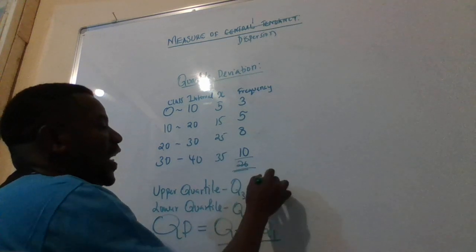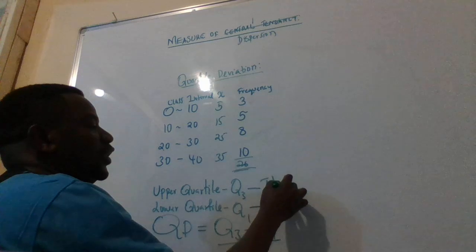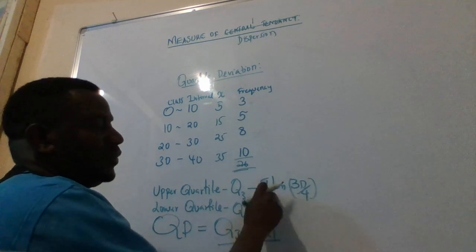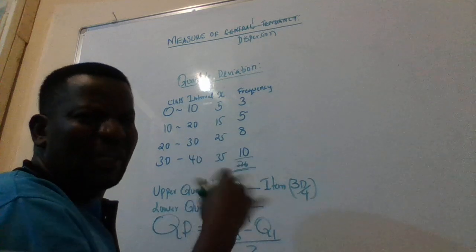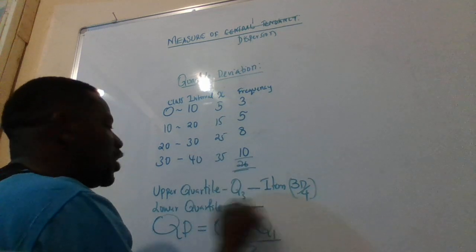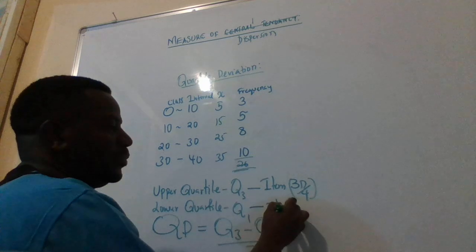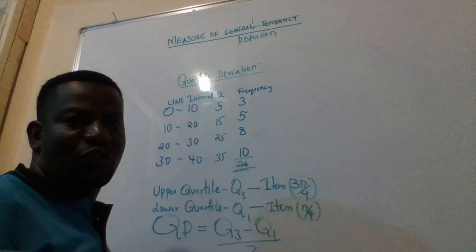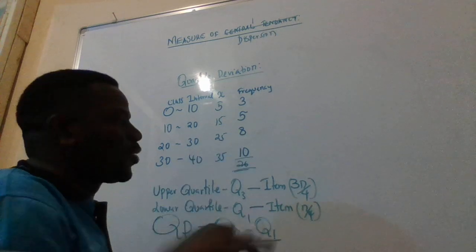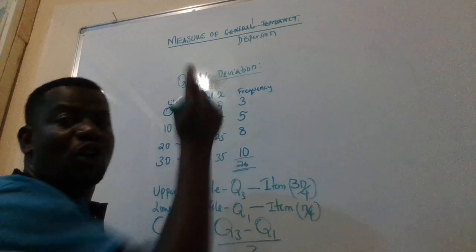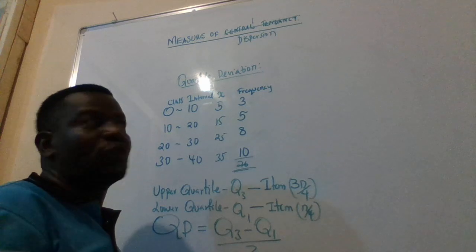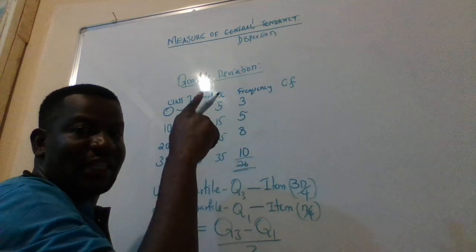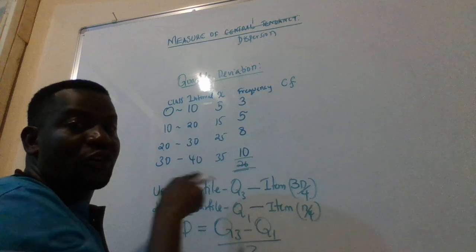Again, we shall need the item. For Q3, it is 3n/4. That's the item that we shall need to get the location where it is. The Q1 item will be just n/4. That is where it will be. So go back and calculate the CF. You remember in median, we had CF. Same for quartile deviation, we are going to have CF.